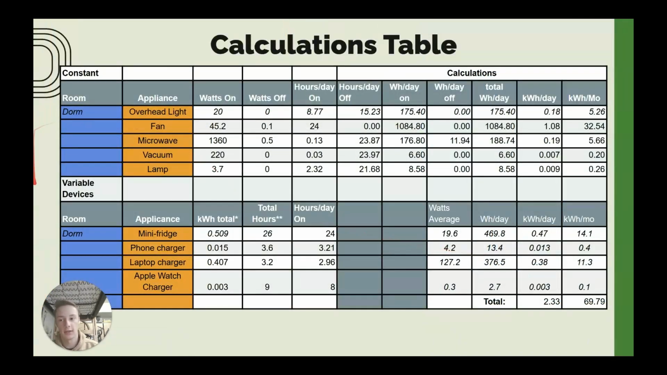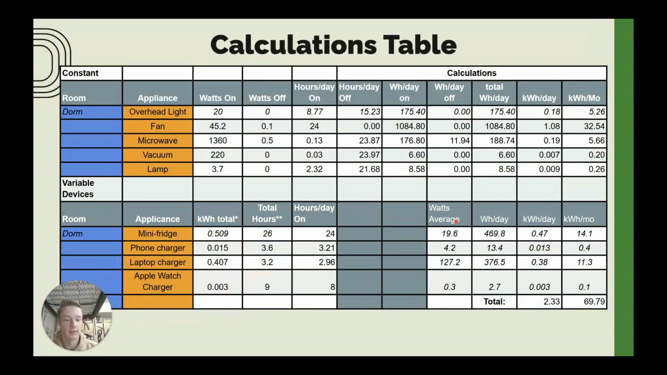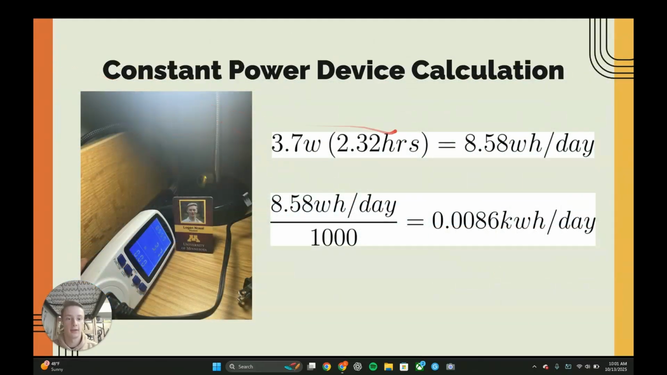Now for calculations, here is the calculations table. It shows the constant power devices, meaning it uses the same amount of power off or on. Then the variable power devices, which change power over time. We measured those using kilowatt hours over a certain amount of time, and then found the average wattage and used that to calculate kilowatt hours per day and kilowatt hours per month for both, and to get the total. So an example of a constant power device calculation, we have my desk lamp, 3.7 watts for 2.32 hours, gave us 8.58 watt hours per day. And then when you divide that by 1,000, you get the kilowatt hours per day for that device.